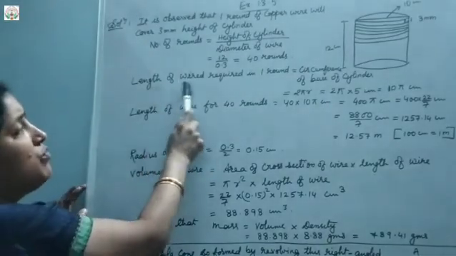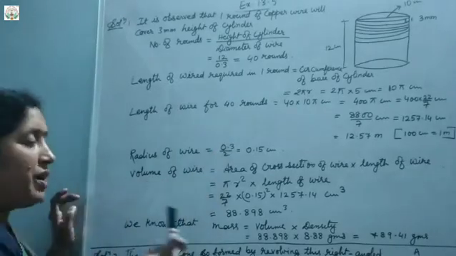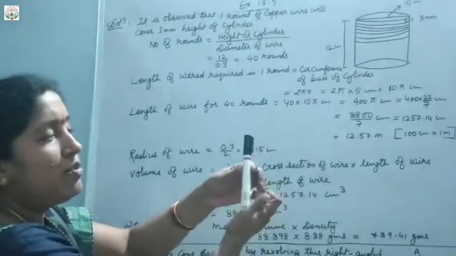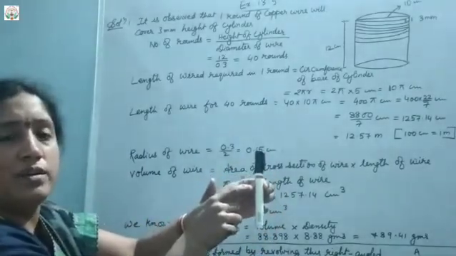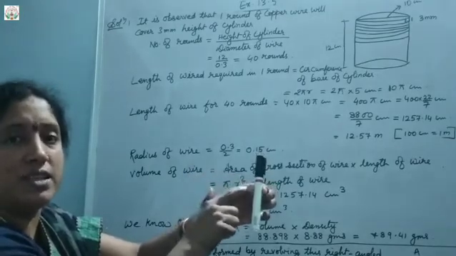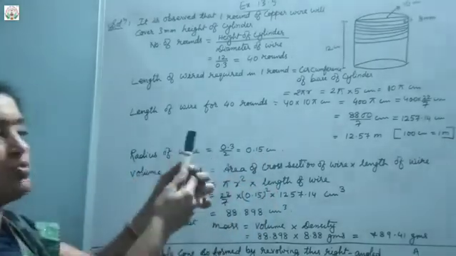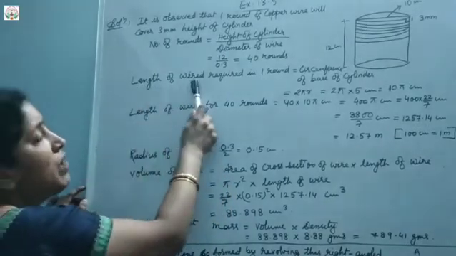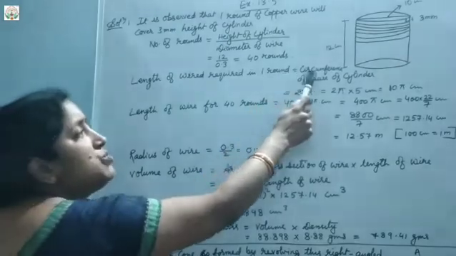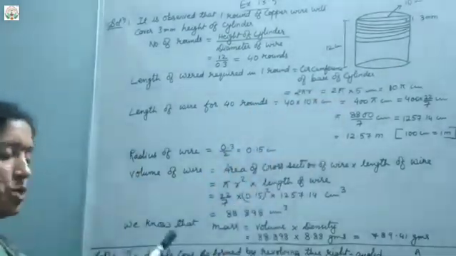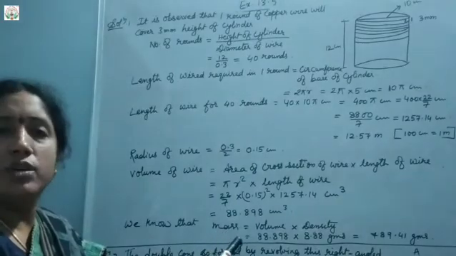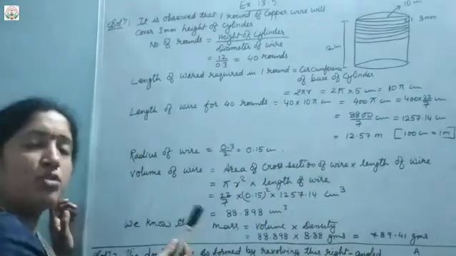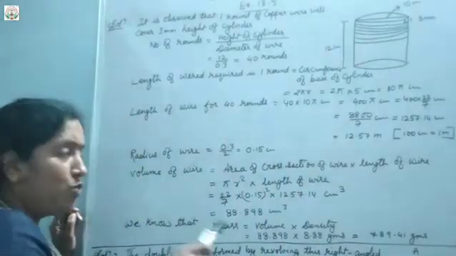After that, length of wire required in one round. Suppose this is the cylinder, the wire starts from the starting point, covers around, and comes back to the same starting point. That is one round. So one round means the circumference of the circle. Length of wire required in one round equals circumference of the base of the cylinder. The base of the cylinder is circular, so circumference is 2 pi r.